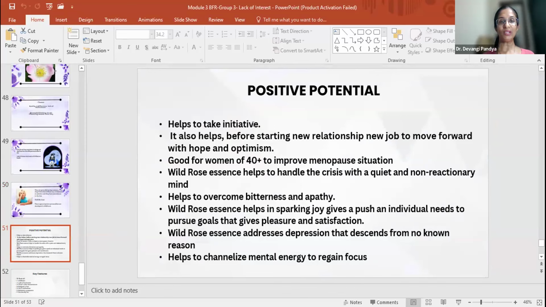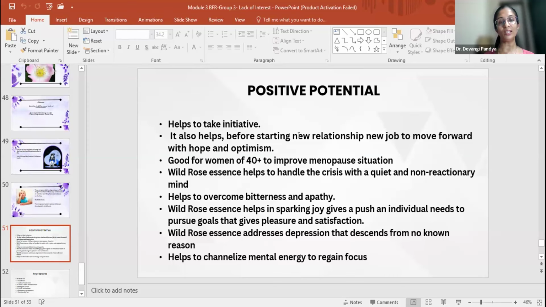So positively, it will help to take initiative. It will also help in a new relationship, a new job, or to move forward because it is giving hope. It will bring the person out of the apathy or indifferent state, and that is why it gives more and more energy and positivity in their work. That is also why it is indicated mainly for apathy and an indifferent state in females after their 40s, when they are starting with the menopausal stage.